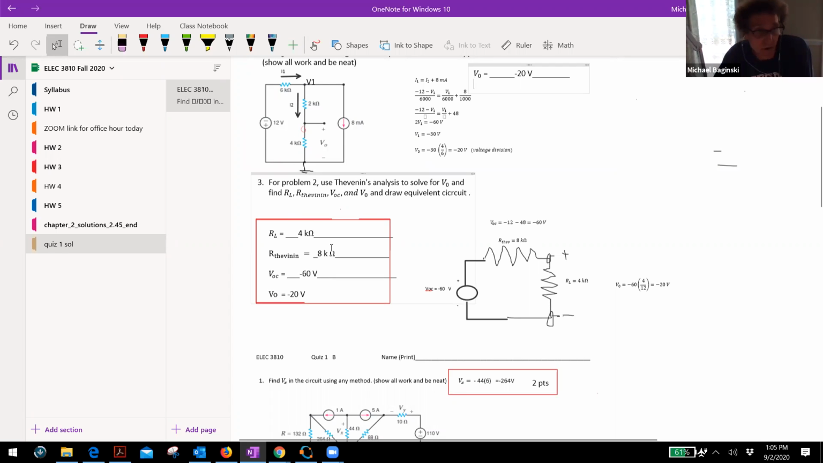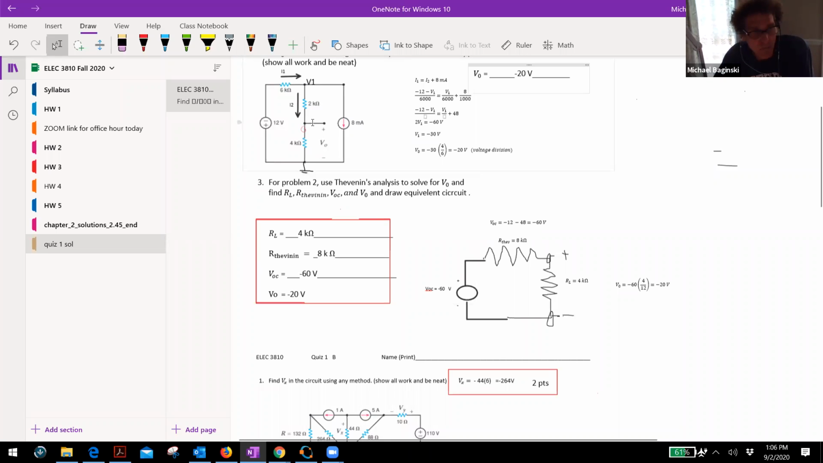All right, the next thing is R Thevenin. Now for R Thevenin, you take out the current sources, you remove them. They no longer are part of the circuit, and you short the voltage sources. So R Thevenin is just 2 plus 6, or it's going to be 8K. That's 2 points. Very quick. You can get this just by inspection.